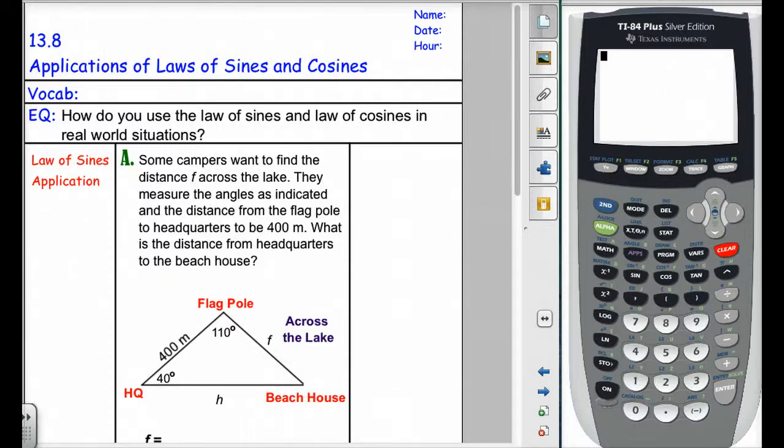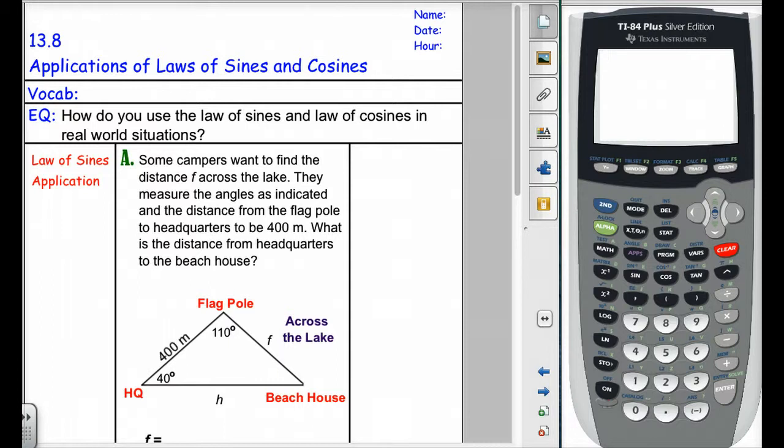The last section that we're going to cover before we take our test on all of trigonometry is using law of sines and cosines and word problem application. So our first example, I'm letting you know it's a law of sines application, and I'll tell you in a second how I know. We have some campers, they want to find the distance across the lake, and that's F.